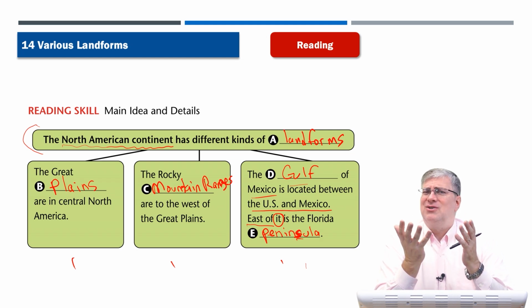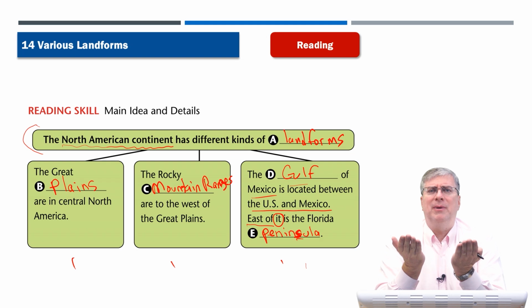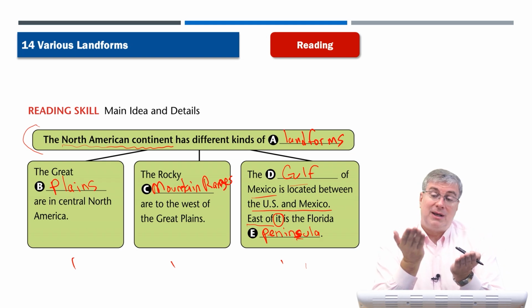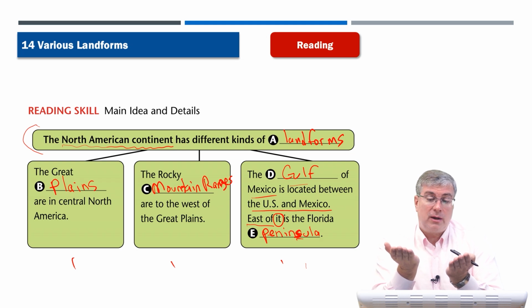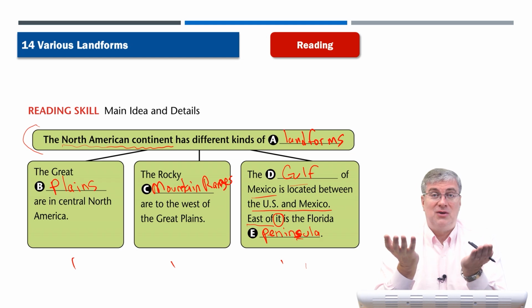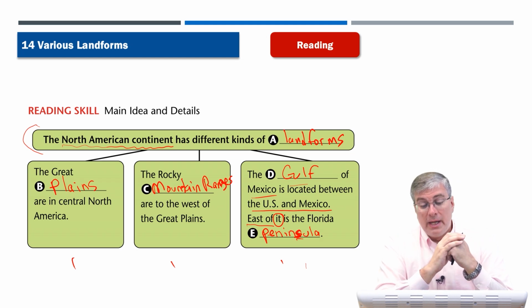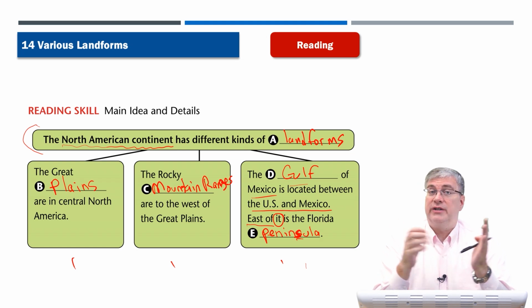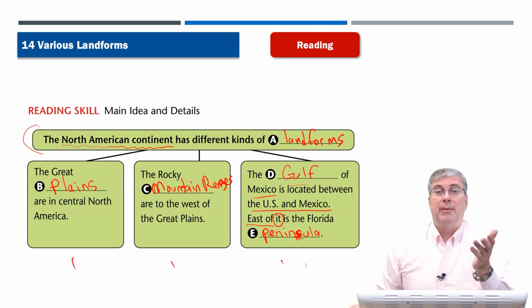And it's kind of interesting when you think about it. Peninsula is kind of the opposite of what a gulf is. Peninsula is land, a gulf is water. A peninsula is surrounded on three sides by water. A gulf is surrounded on three sides by land. Interesting.